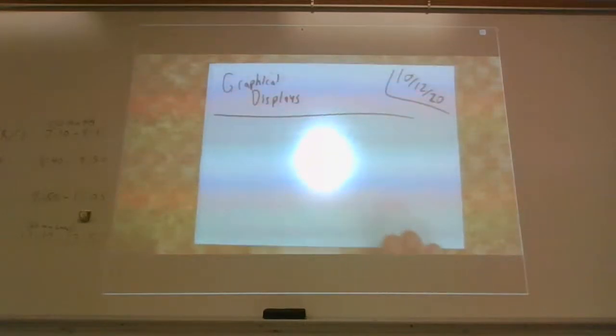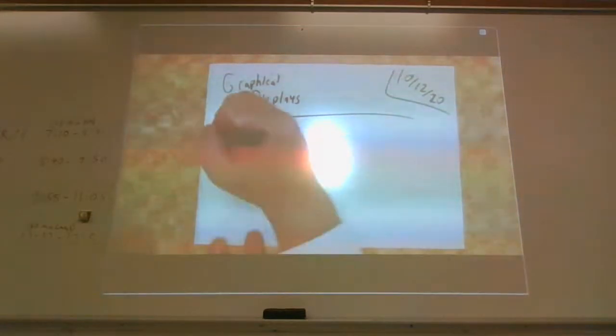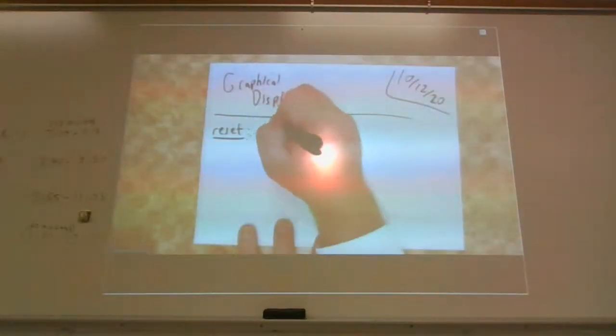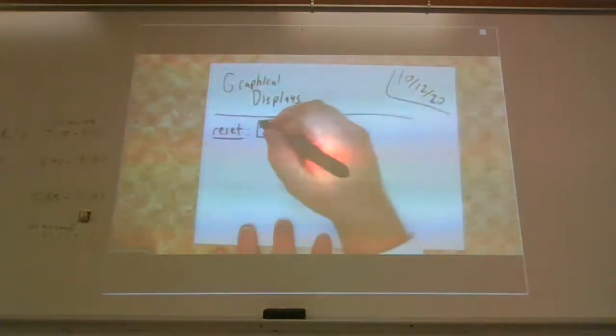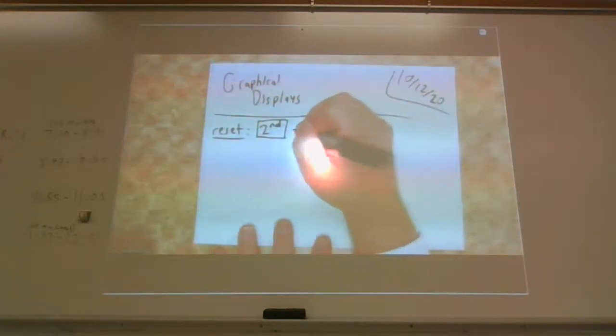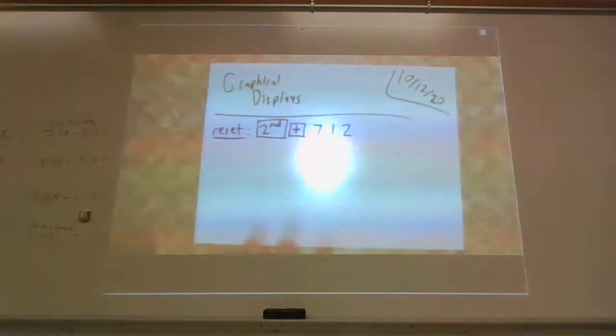First and foremost, if you had physical graphing calculators, I would make a big deal about how you reset your calculators. But in reality, you don't have to worry about that. If you just close them and open them back up, they reset by themselves. But just for the sake of argument, if you ever needed to reset your calculators, you would type in the following commands: the second button, the plus sign, and 712.